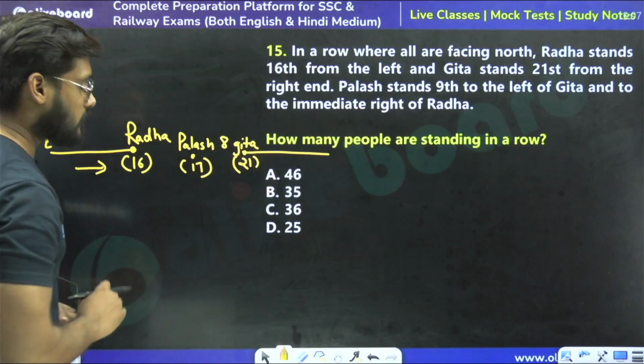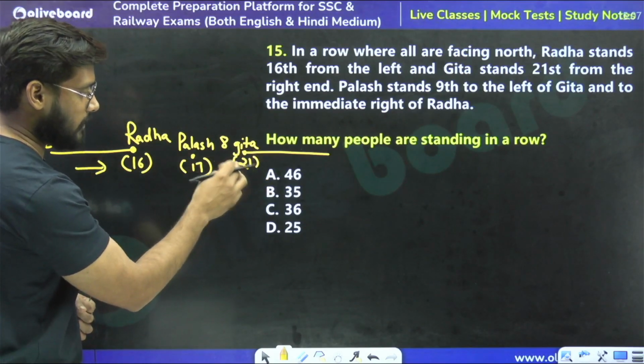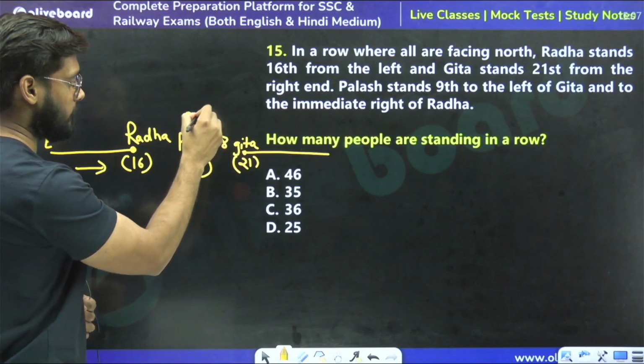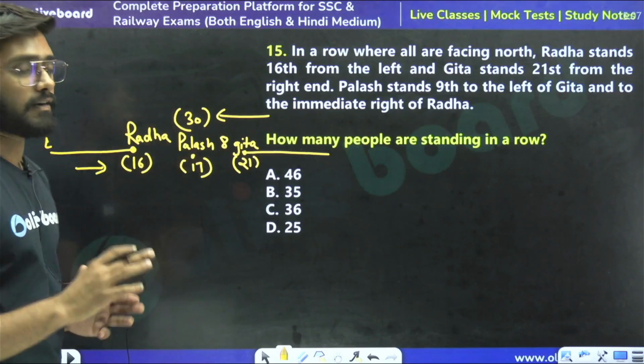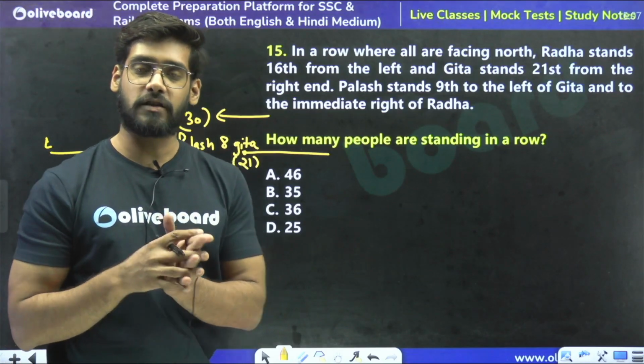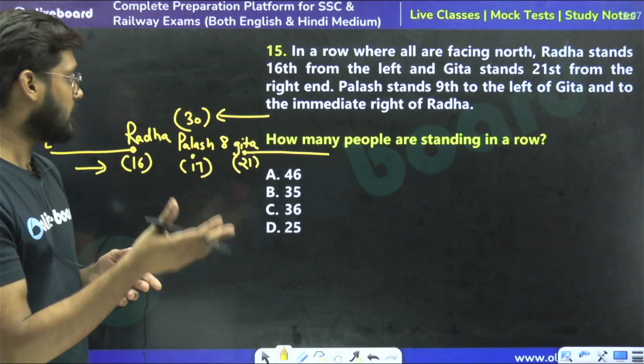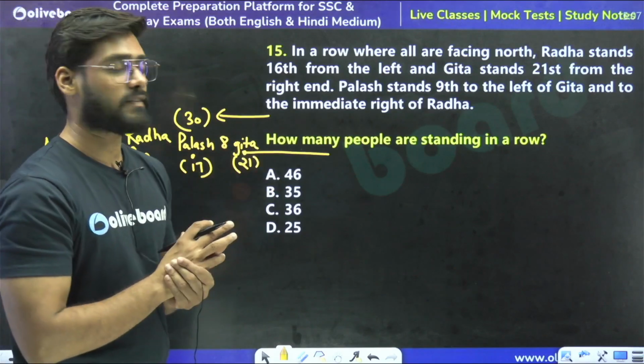Right? So Palash will be at 29 plus 1, that is 30th from the right end, and 17th from the left end. Palash will have two positions, 17 from the left and 30 from the right. How many people are sitting in the row?